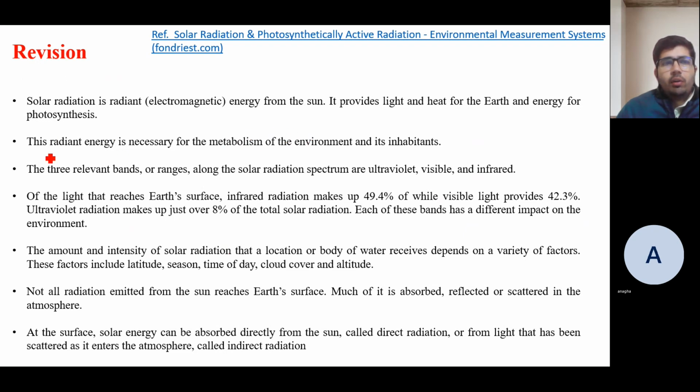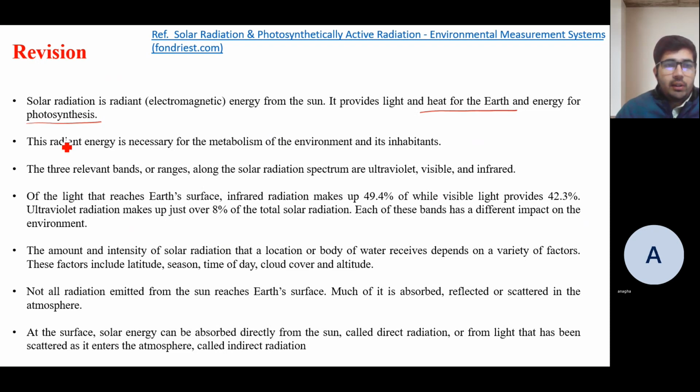the Earth and energy for photosynthesis. It's very basic, because the heat for Earth is very important. If there is no heat on the Earth, the temperature will go into negatives. There will only be a cold environment, and life cannot sustain on the Earth's atmosphere.